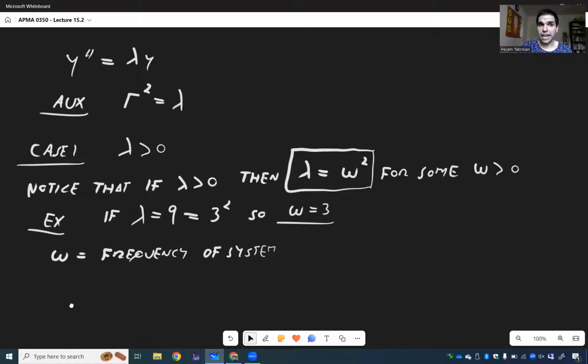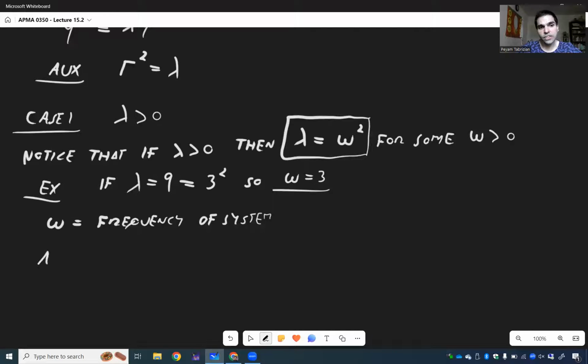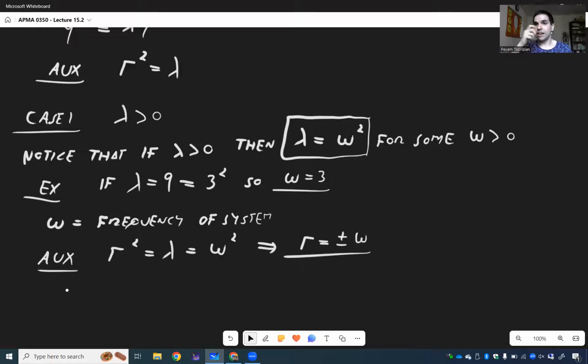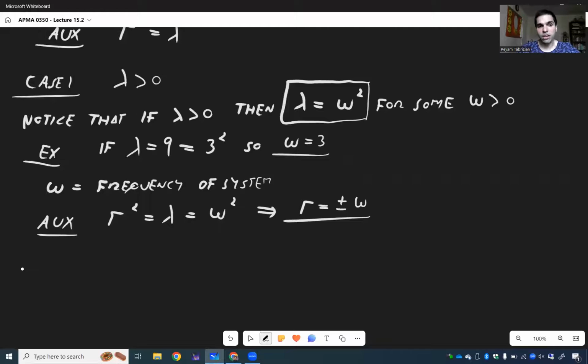Okay, so in this case, our auxiliary equation is r squared equals lambda, which is really omega squared. And therefore, taking square roots, we get r is plus or minus omega. So think plus or minus 3, which then gives us the general solution: y is a e to the omega t plus b e to the minus omega t. So if you, let's say, get plus minus 3, it's a e to the 3t plus b e to the minus 3t.